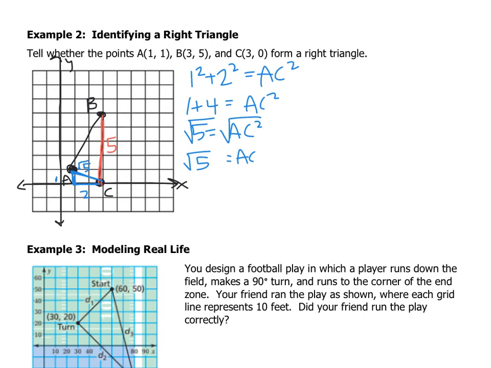Okay, now I have to do the same thing all over again for A to B. I told you if you're trying to find a slanted length on the grid, turn it into a right triangle. So let's see, that's 2, and then that's a 4. So if I want to find AB, I'm going to do 2 squared plus 4 squared equals AB squared. So that's going to be 4 plus 16 equals AB squared.